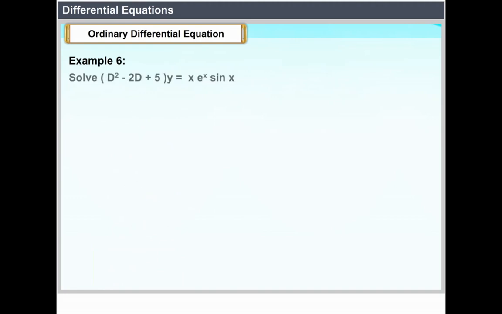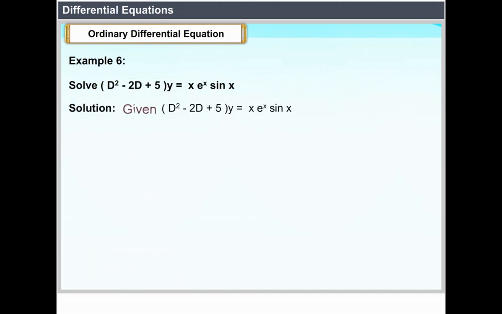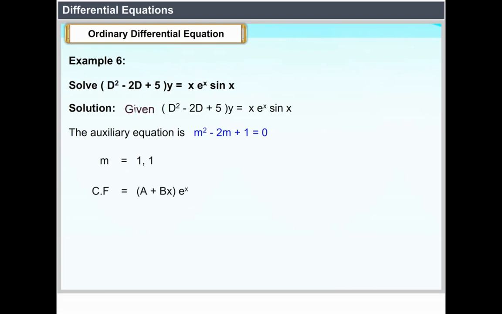Example 6. Solve (D square minus 2D plus 1) into y equal to x into e power x into sin x. Solution: given (D square minus 2D plus 1) into y equal to x into e power x into sin x. The auxiliary equation is m square minus 2m plus 1 equal to 0. M equal to 1, 1 by using factorization method. CF equal to (A plus Bx) into e power x.